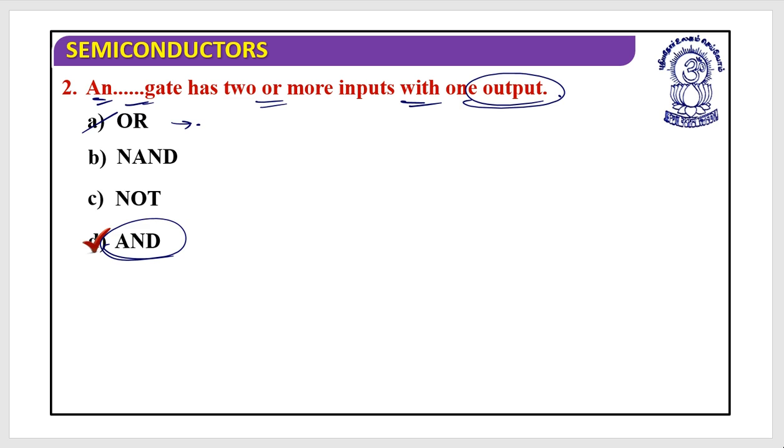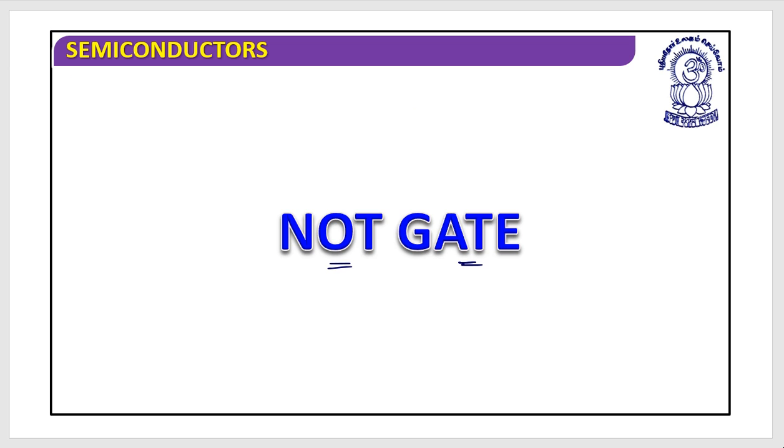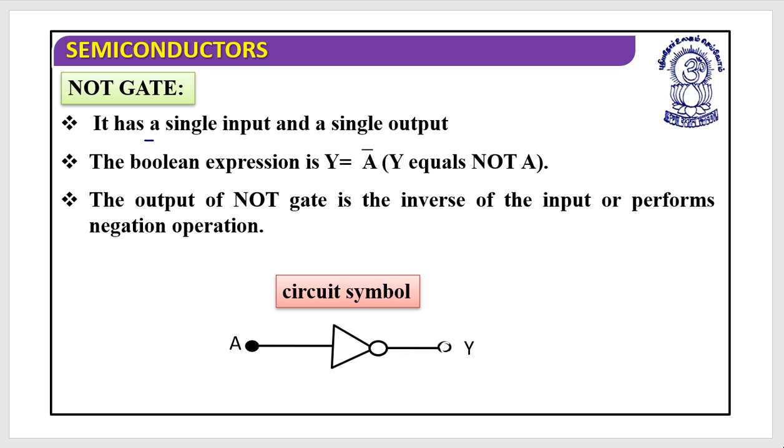Next, let's discuss the NOT gate. So the NOT gate has a single input and a single output, and the Boolean expression for the NOT gate is Y equals A bar. This is what we call A bar. And the output of the NOT gate is the inverse of the input, or it performs the negation operation. So this is the circuit symbol.